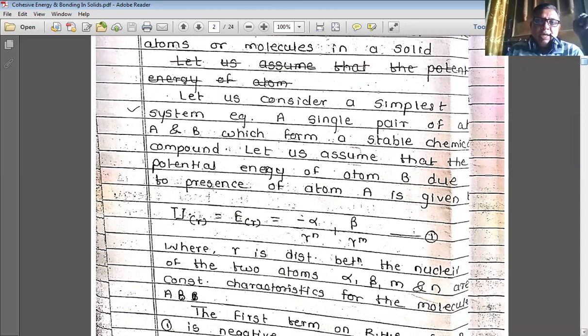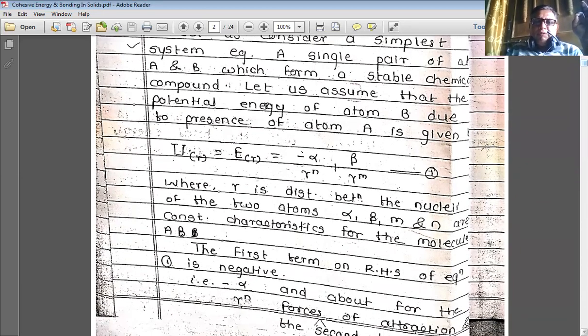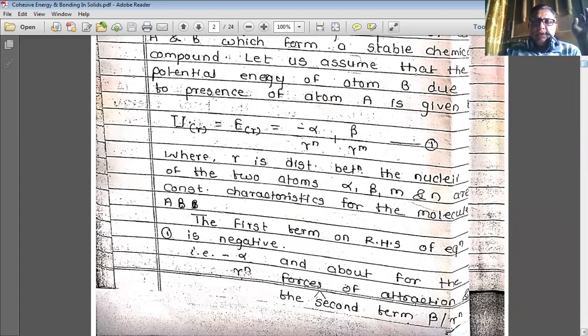Here r is the distance between the nuclei of the two atoms. Alpha, beta, m and n are constants characteristic of the molecule AB. The first term on the right hand side of equation 1 is negative, that is minus alpha upon r to the power n.